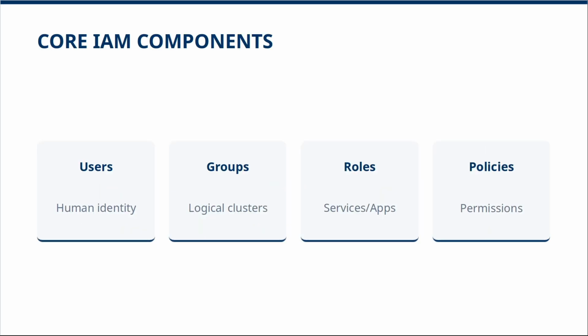The core building blocks of IAM are users, groups, roles, and policies. Users and roles represent identities. Policies define permissions. Groups are simply a way to manage users at scale. At this stage, I deliberately avoid listing advanced features because the interviewer first wants to see if the basics are clear.